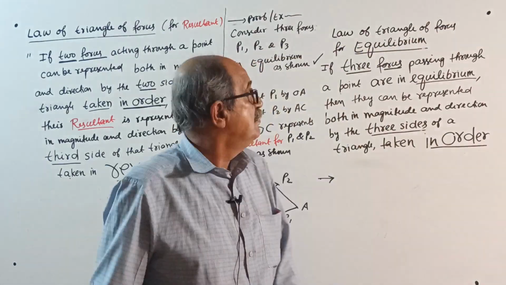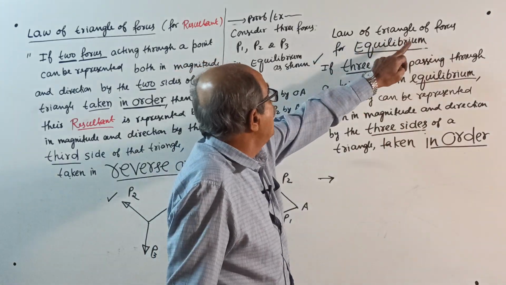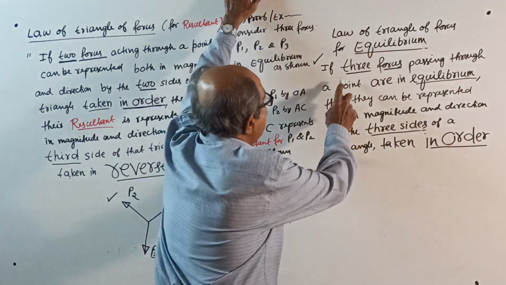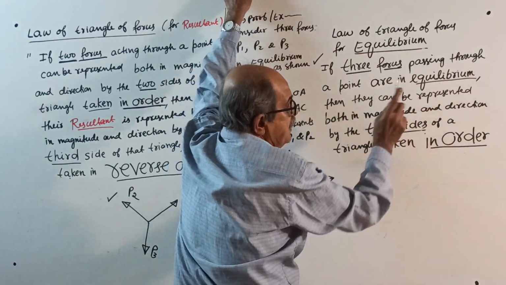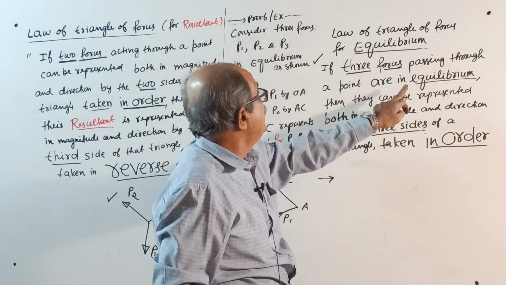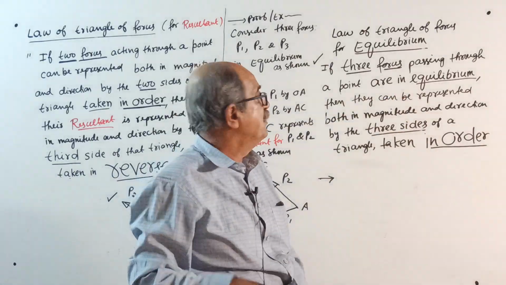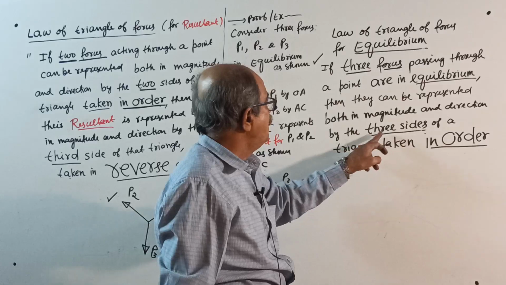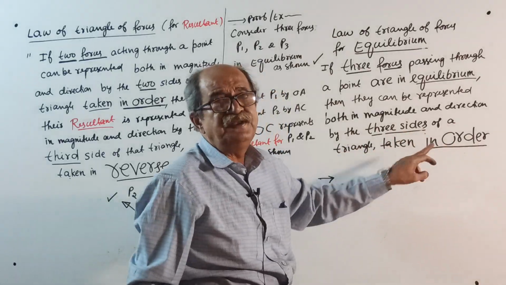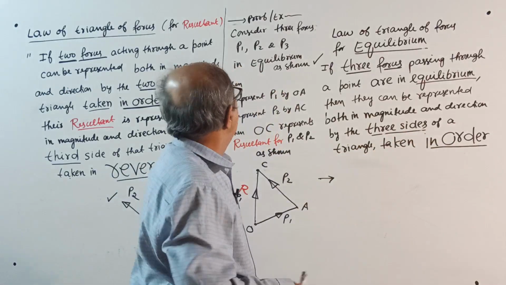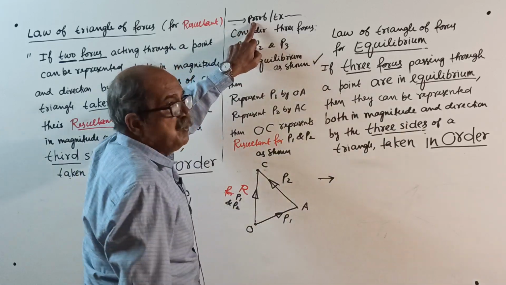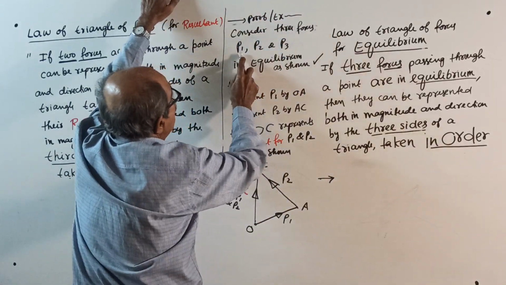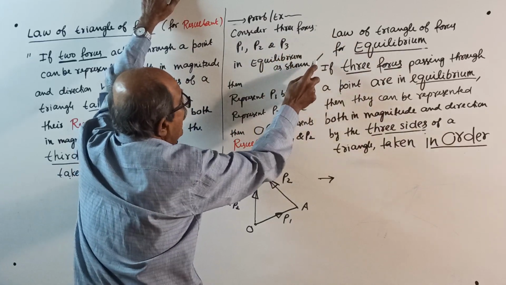Now, I will go for the law of triangle of forces for equilibrium. As I told, three forces are there. If three forces passing through a point are in equilibrium, remember, this is applicable only for equilibrium, then they can be represented both in magnitude and direction by the three sides of a triangle, this time taken in order. Now, you can call it proof or explanation. Consider three forces, P1, P2, P3 in equilibrium as shown.